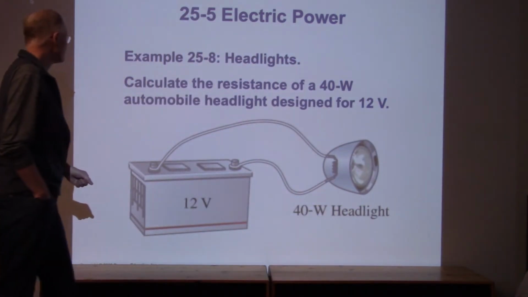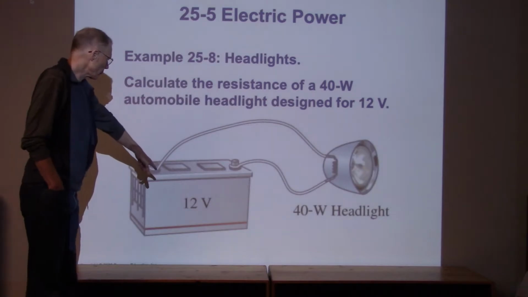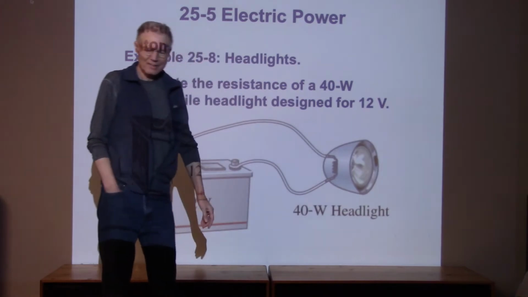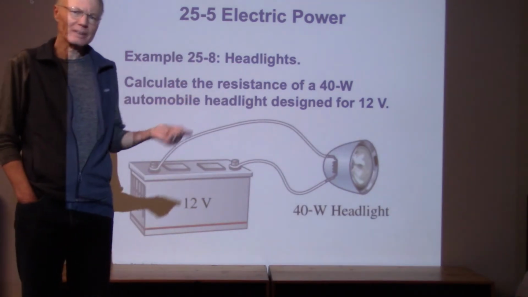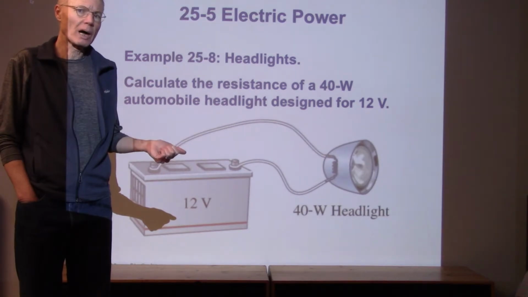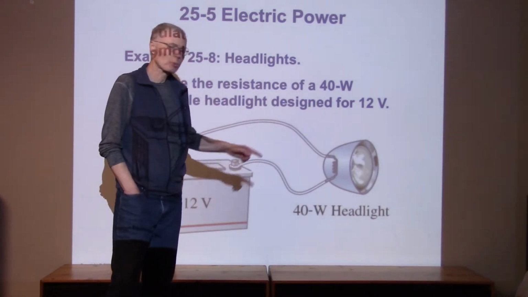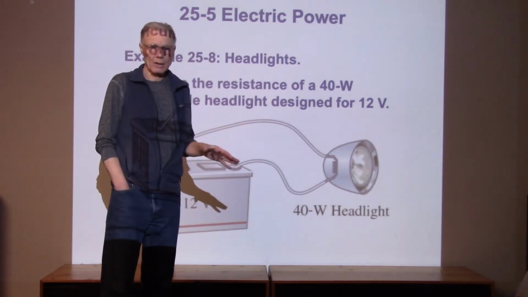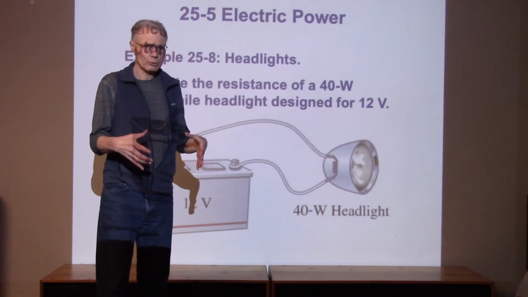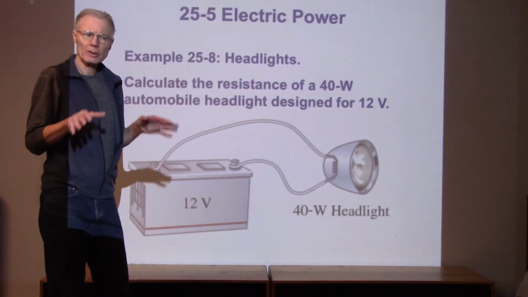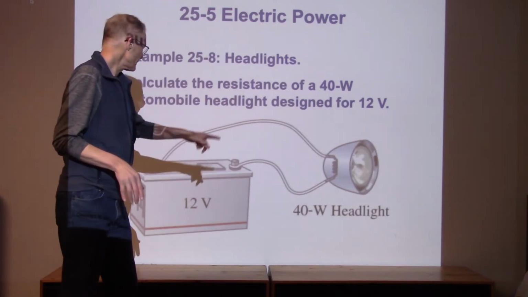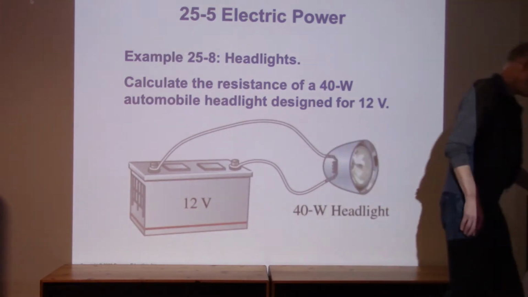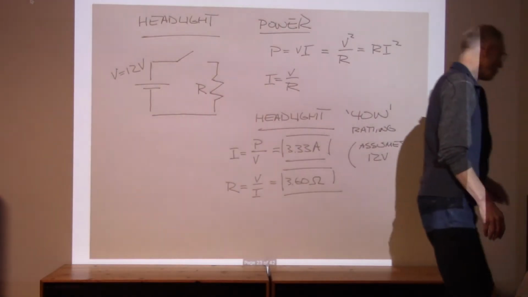Here is an example. We've got a car battery, it's 12 volts, and we have a headlight that's rated at 40 watts. Now let's think about this. The headlight really doesn't have a property of 40 watts. The headlight has a property of resistance. It's going to be some number of ohms. When you buy a light bulb in a store, they are rated in terms of watts, but they're assuming you're going to plug it into the right voltage. So let's see how this works. Let's remember these numbers: 12 volts for the battery, and 40 watts for the light bulb.